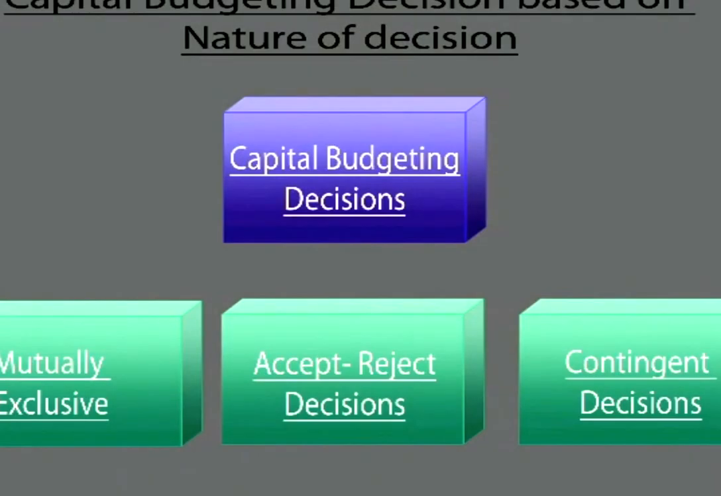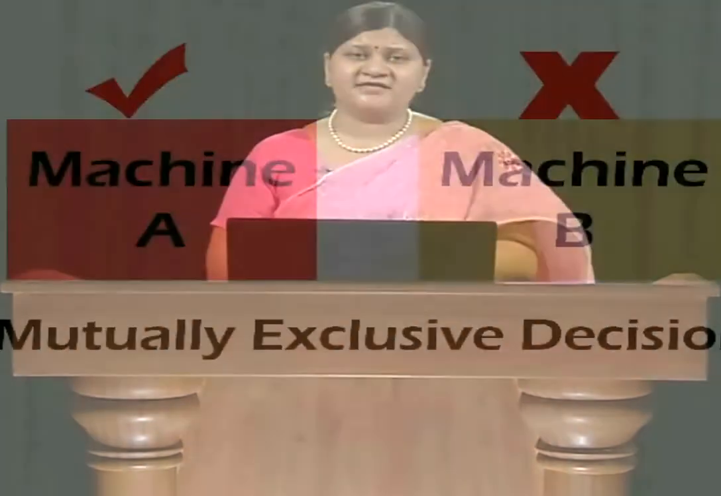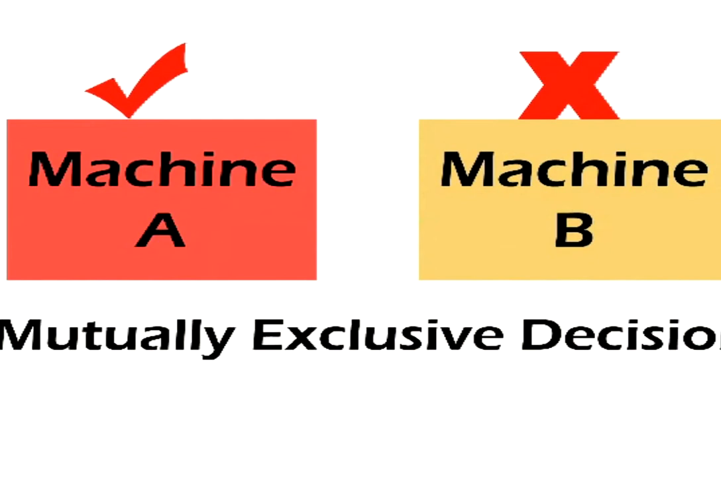This is called diversification. Now there are certain decisions which are based on nature of decisions and they are very crucial while solving the problems of capital budgeting. They are mutually exclusive decisions, accept reject decisions or capital rationing. What is mutually exclusive decision? Acceptance of one alternative will result in rejection of another alternative. For example, if I accept machine A, the rejection of machine B is automatically done.